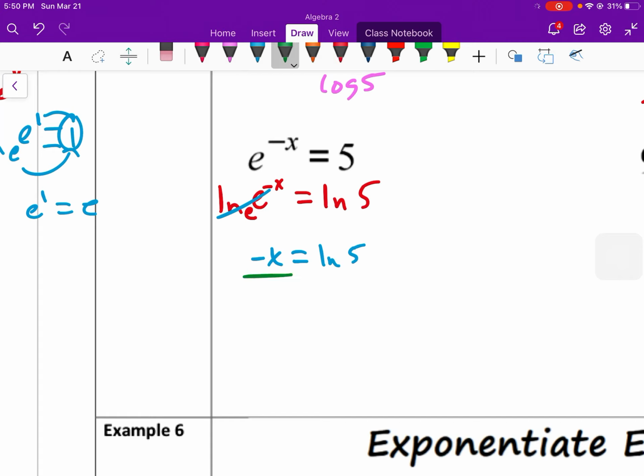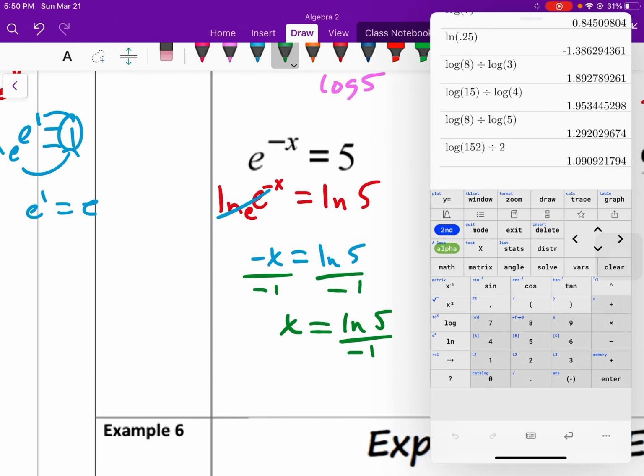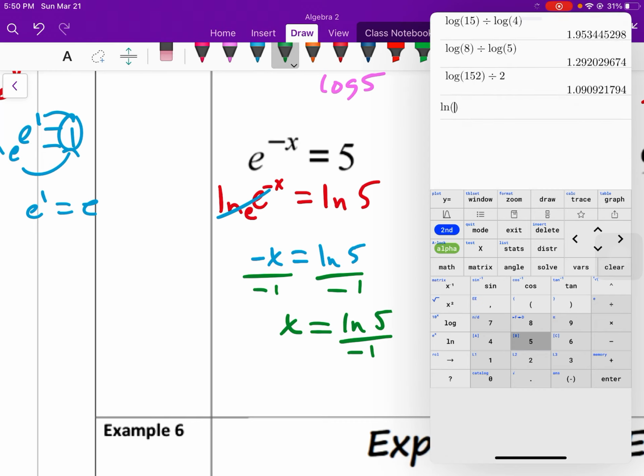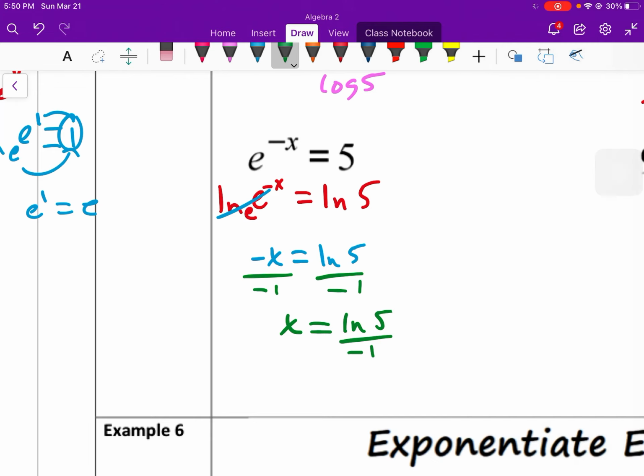We need to divide both sides by negative 1 because we want x by itself. The natural log of 5 divided by negative 1 would just be negative natural log of 5. And I'll show you both ways. Natural log of 5 divided by negative 1 will be the same thing as putting that negative out front, negative natural log of 5. Those are the same.